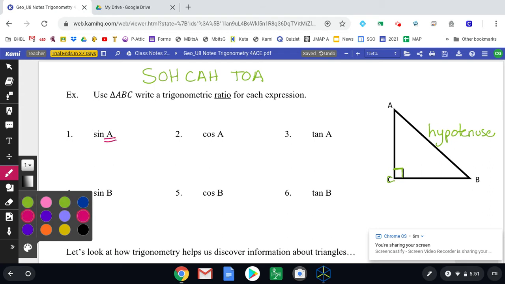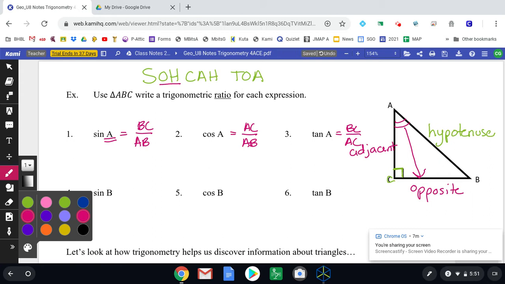If A is my angle of reference, I want to know what side is opposite from A. Well, this is opposite, and this is adjacent. So my opposite side would be BC. My hypotenuse is still AB, so that's my opposite over my hypotenuse. My cosine would be my adjacent, which would be AC over my hypotenuse, AB. And my tangent, being my opposite over my adjacent, I'd have BC over AC.